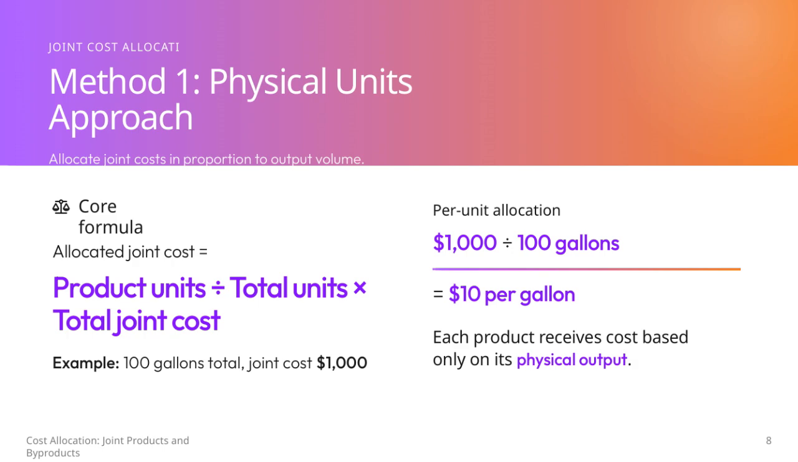So, each product receives a cost allocation purely based on its physical volume, regardless of other factors like market value or profit margins. This method is simple and easy to apply, making it useful when products are similar in nature and volume is a good proxy for cost. However, it's important to remember that it only considers output quantity, not the value or complexity of the products.